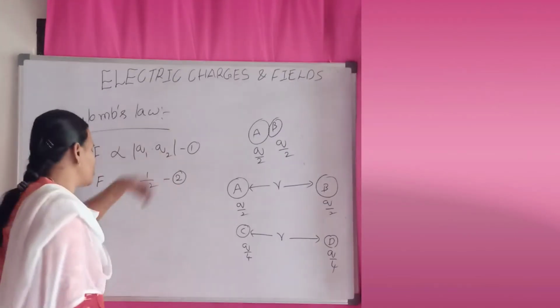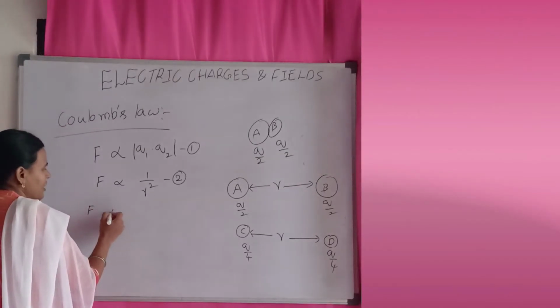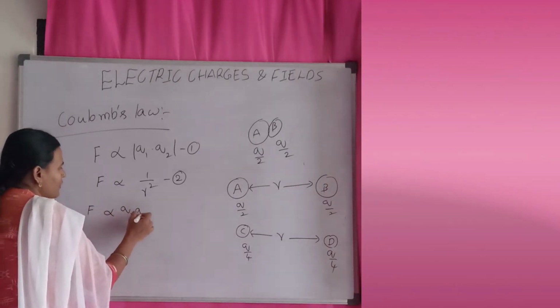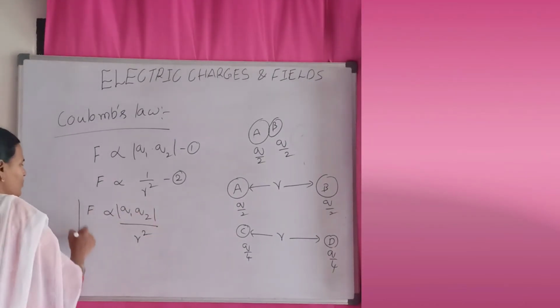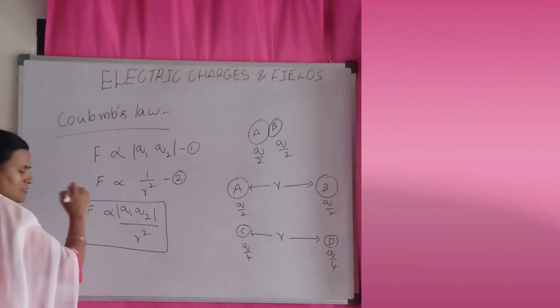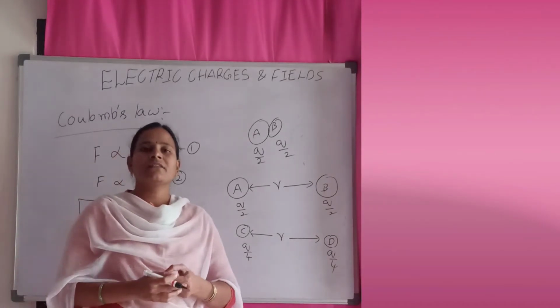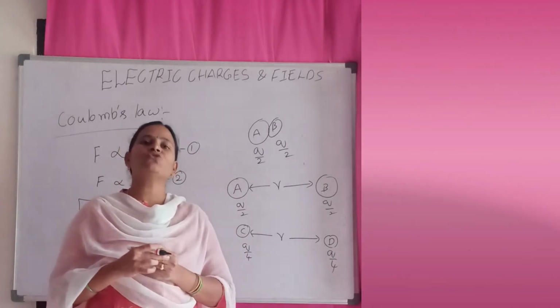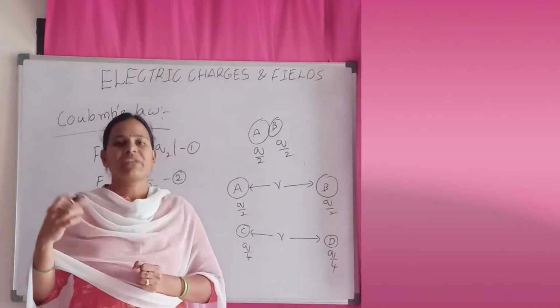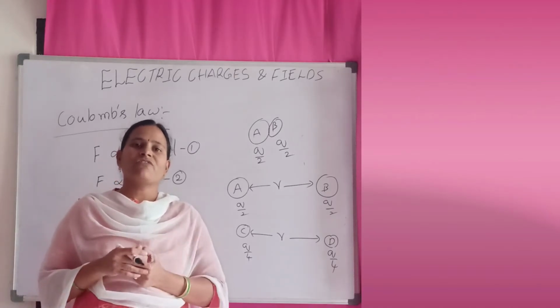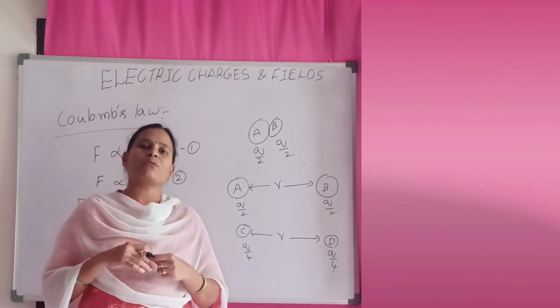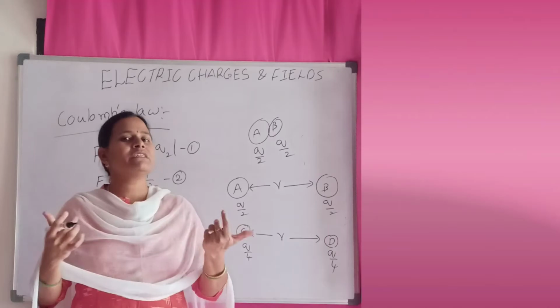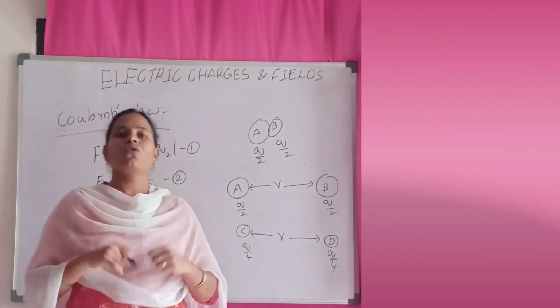When you combine these two equations, you get F is proportional to mod Q1 Q2 by r square. This is the Coulomb's law statement. Once again, the force which is acting between 2 point charges is directly proportional to the product of the magnitude of the 2 point charges, and it is inversely proportional to the square of the distance between the 2 point charges. So this is Coulomb's law.